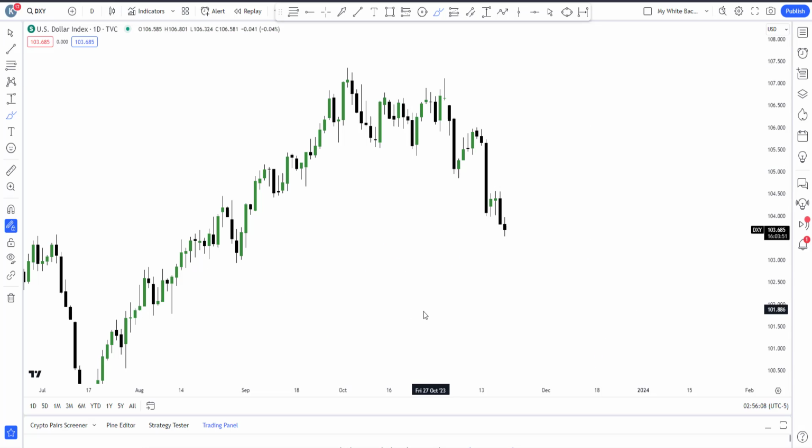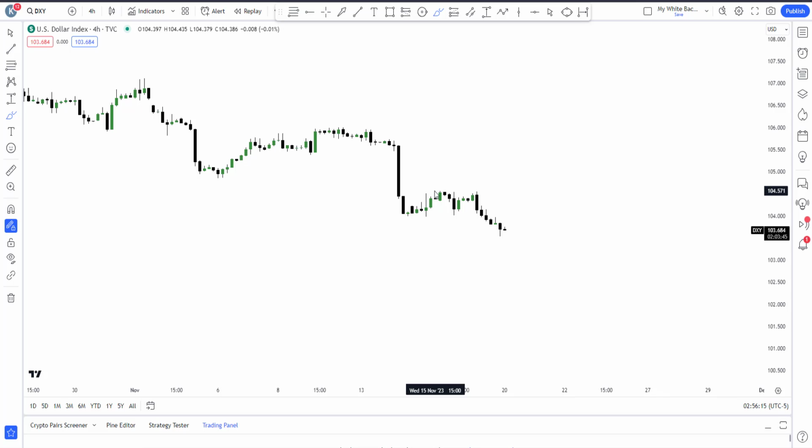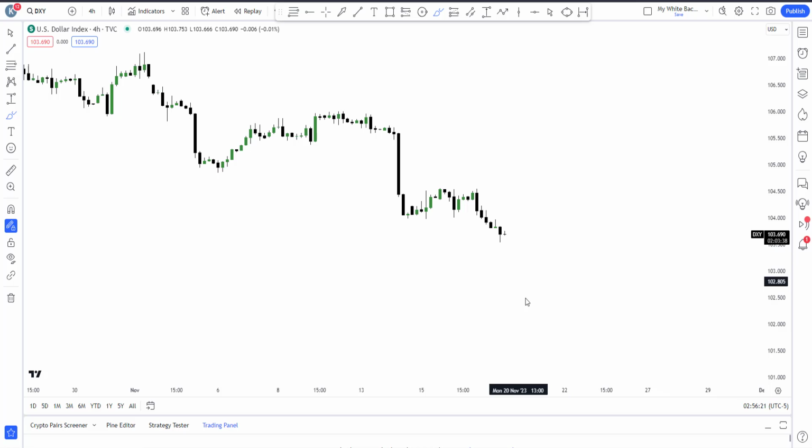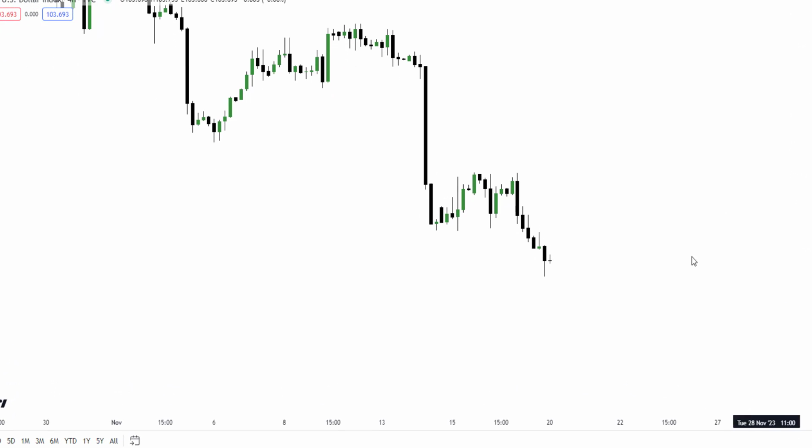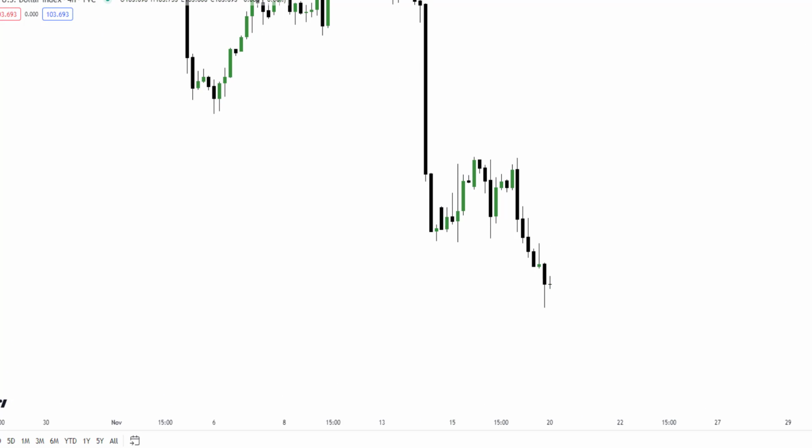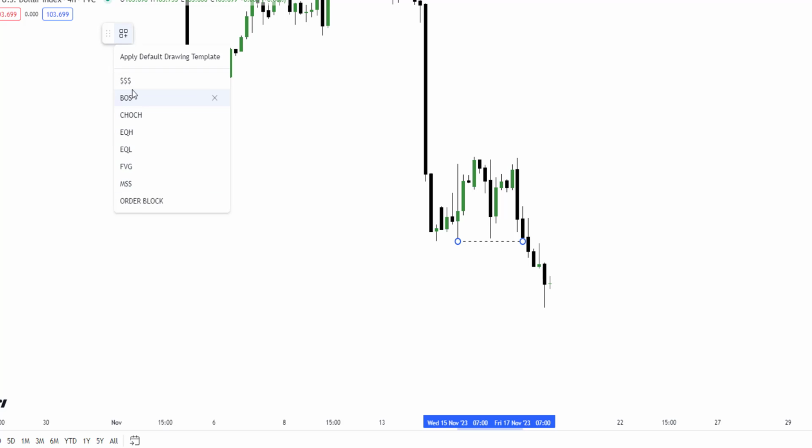So let's see what is happening on the DXY, the 4-hour time frame, because you're going to be trading these with the wisdom that you have in the market. You don't want to just take a trade without any analysis. So looking at this, can you say that you have a breakout structure? Yes, you have a breakout structure to the downside. Lowest level is here, so we have a breakout structure to the downside.